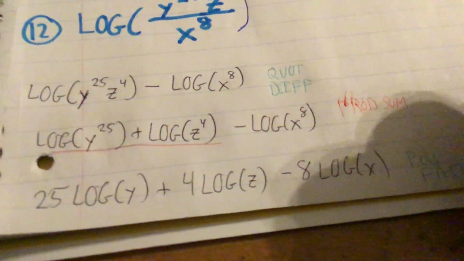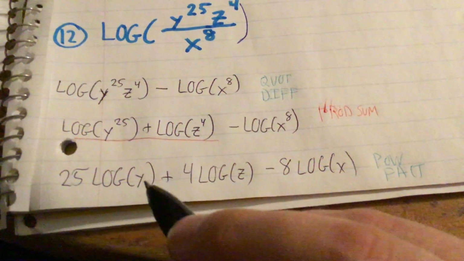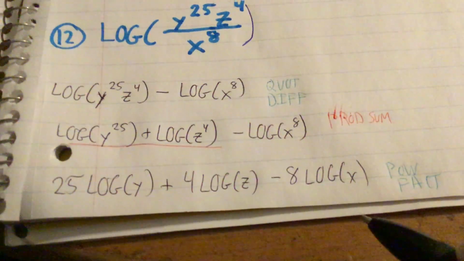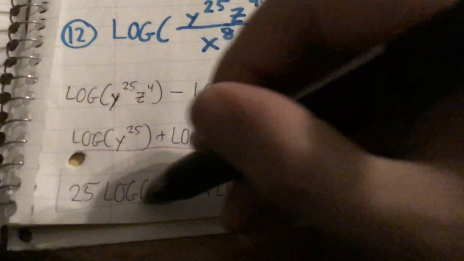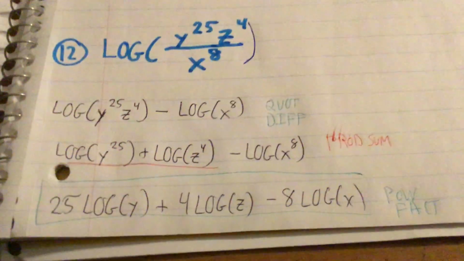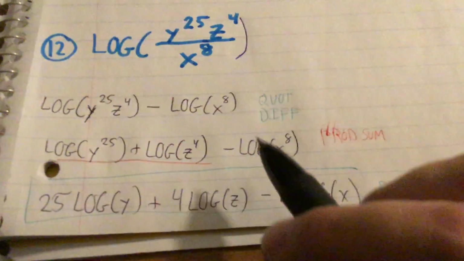Sorry about the lighting, but let me show you a little trick. Tops are positive, bottoms are negative. So I'm going to box this part, because otherwise I have to use a variety of colors and it gets really confusing. Tops are positive, bottoms are negative. Okay?